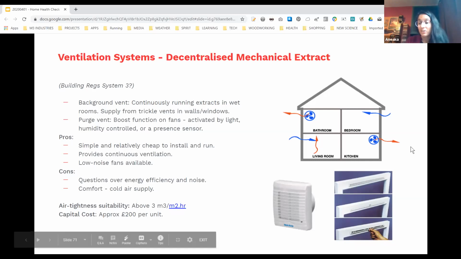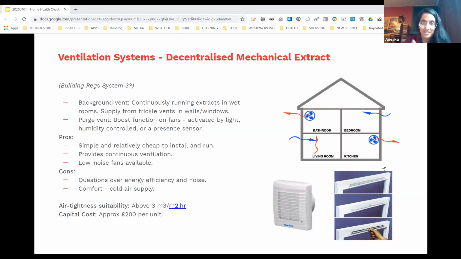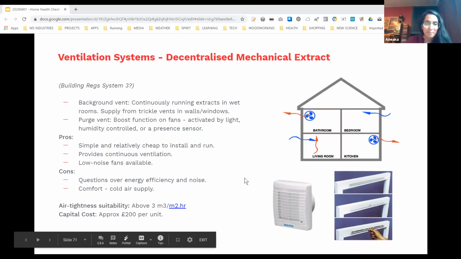But again, if it's going to be tricky for you to do high levels of airtightness work, this might be one for you to look at. I think there's another question. Let me just have a look. You can have a heat exchanger, so that is another system. I will talk about that in a bit.